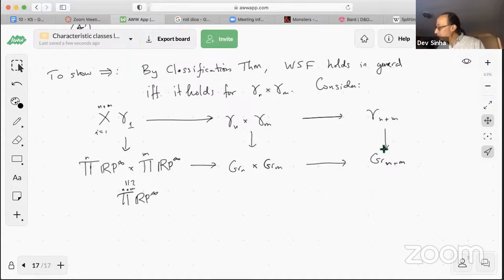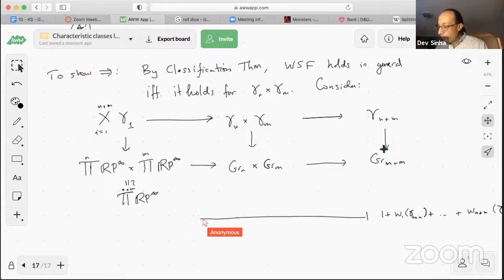So by star prime, if I look here at, let's do this first, 1 plus W1 of gamma n plus m plus etc. Then this maps in cohomology, using star prime, our assumption that we know this map, to a big product of 1 plus xi, where i equals 1 to n plus m.